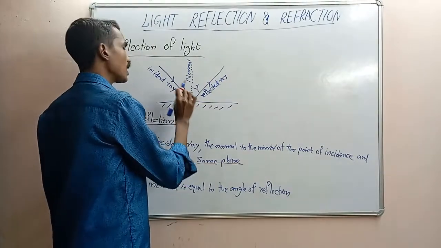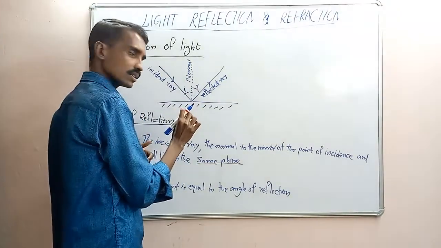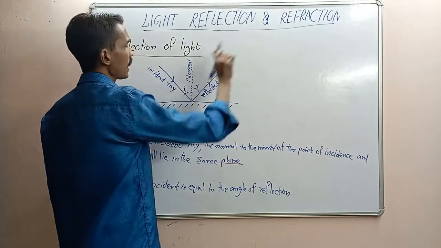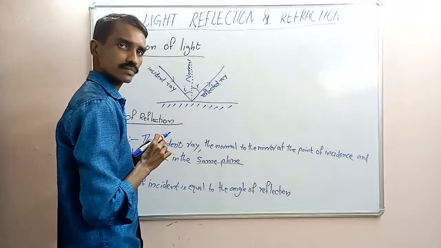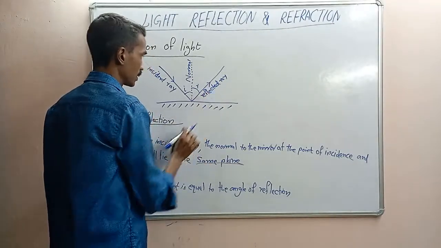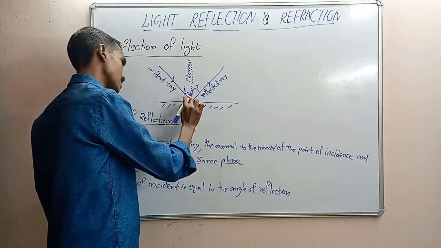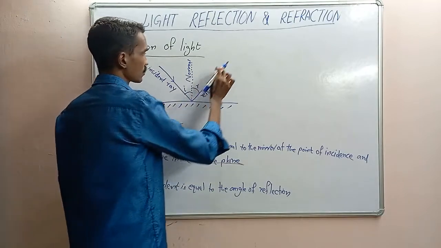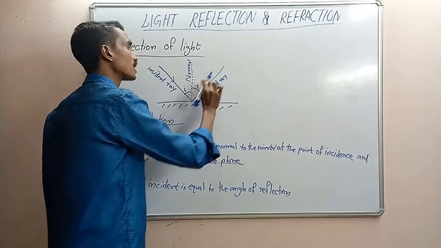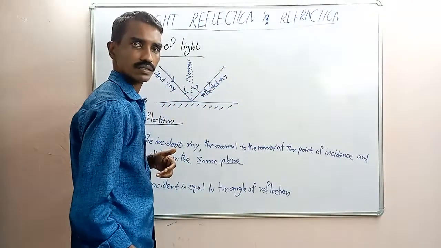After the incident, the ray bounces back from the plane mirror. That particular ray is known as the reflected ray. Here, this is the incident ray, and this ray is known as the reflected ray. So light enters here and is reflected from here.